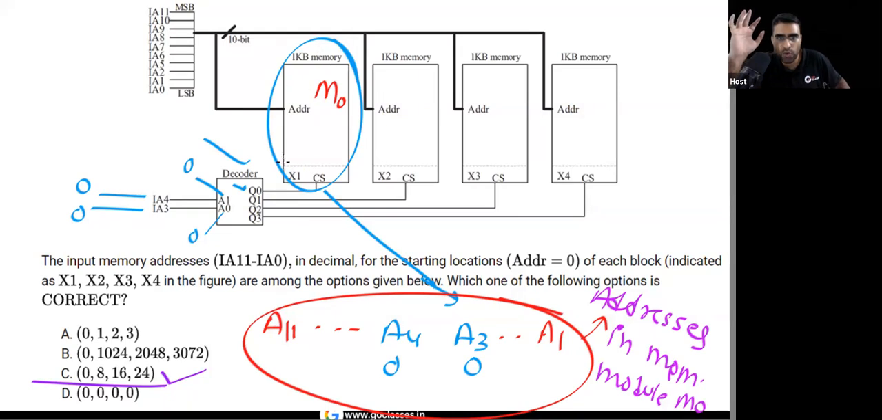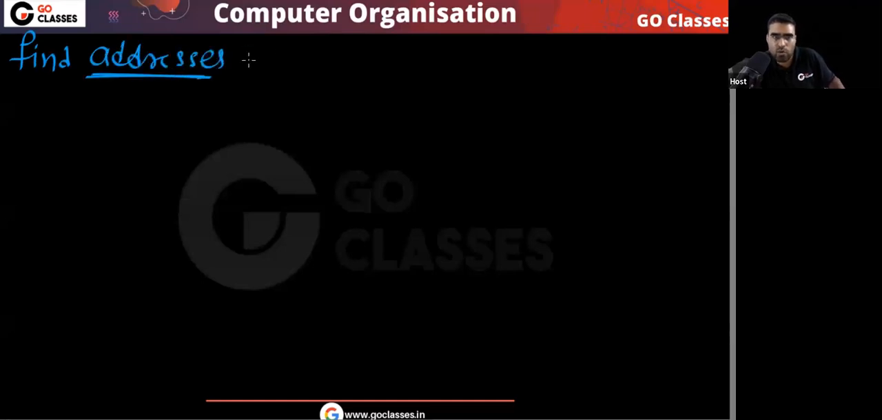You tell me what are the addresses. The question is asking only the starting addresses, which we have found. In this question, it is asking only the starting locations. But you tell me what are the addresses in this memory module M0. Basically, find all memory addresses in memory module M0.